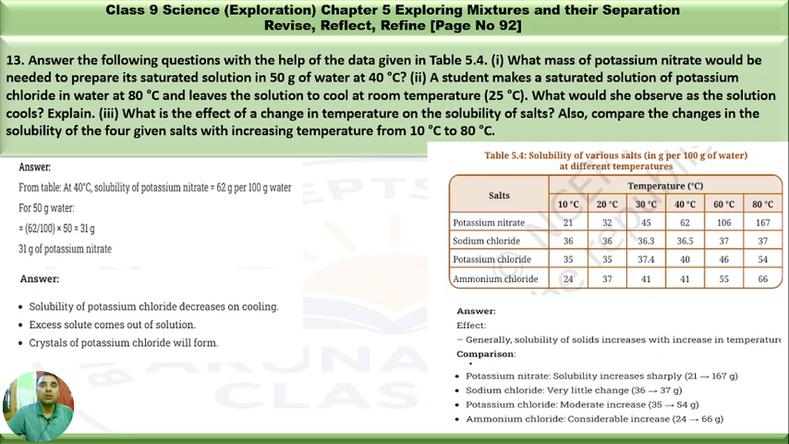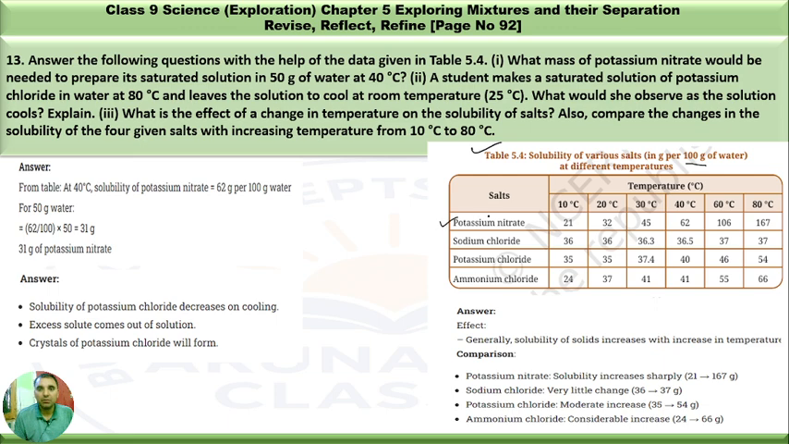Here we have question 13 given in page number 92 of chapter 5, Exploring Mixtures and Their Separation. Let us read the question first. Answer the following questions with the help of the data given in table 5.4. Table 5.4 is about the solubility of various salts in gram per 100 gram of water. So the amount of solvent we have to take is only 100 gram, and the solubility is given here at different temperatures.